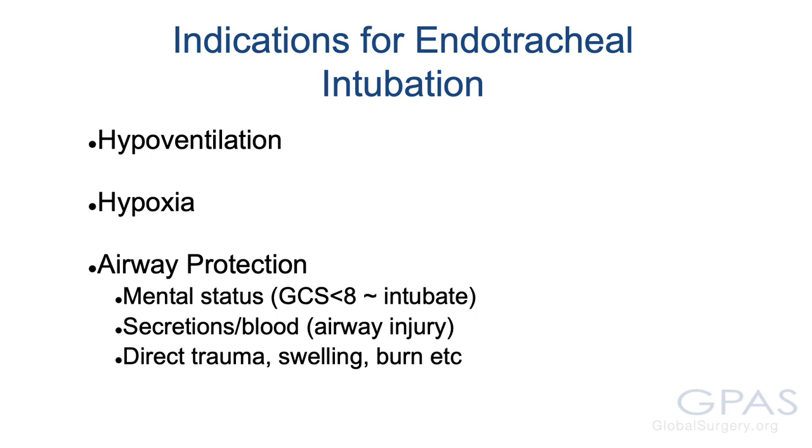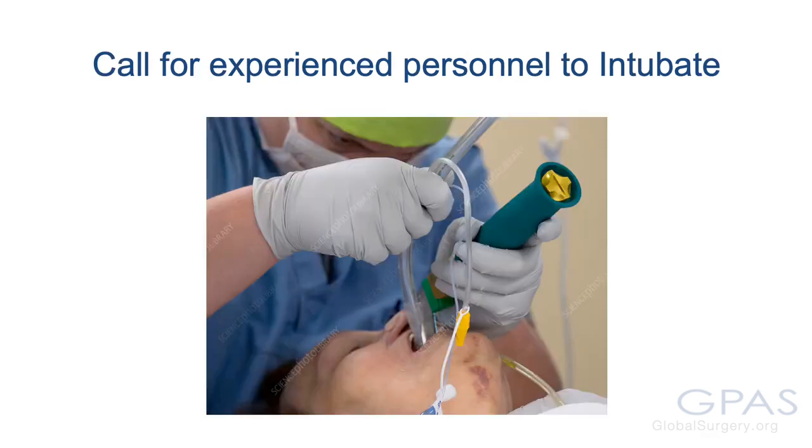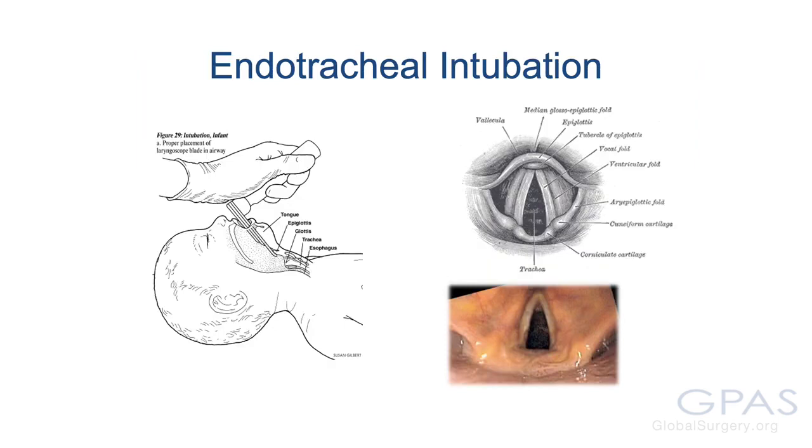Often a GCS of less than 8 means that the patient is unable to protect their airway. Secretions or blood in the airway, direct trauma, including inhalation burns, may be indications for endotracheal intubation. Whenever endotracheal intubation is needed, a call for experienced personnel to intubate must be made early in the course of the illness. Whenever endotracheal intubation is to be performed, visualization of the glottis, including the vocal cords, must be made prior to insertion of the endotracheal tube.